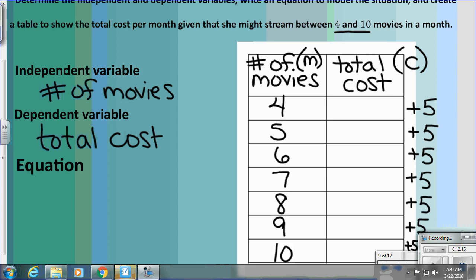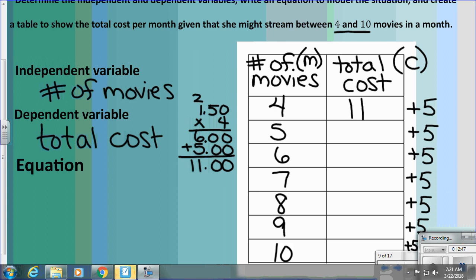Okay, so I put an addition of 5 at the end there, and that's just as a reminder. I want to actually put that total cost into that table. So it is $1.50 per movie. So $1.50 times 4 would be $6 plus that 5. So she's paying $6 for the movies, but then that additional $5. So for 4 movies, she would pay $11.